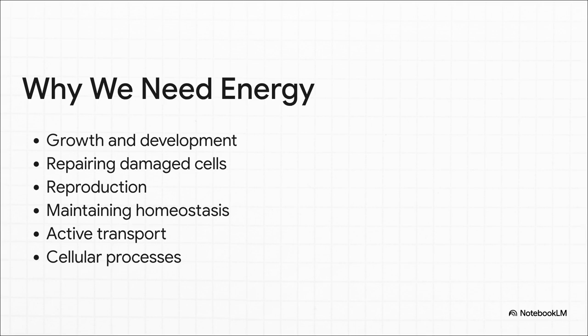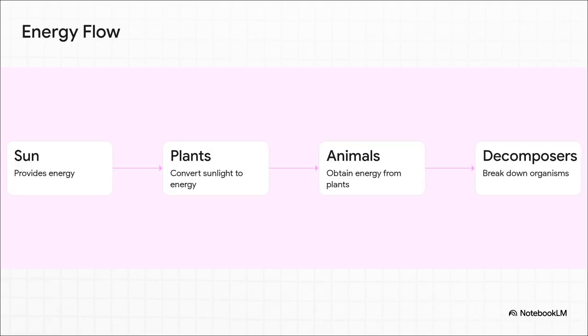If the energy stops, the cell stops. So, where does all this life-saving energy actually come from? Almost all life on Earth depends on energy from the sun. Energy follows this really clear, linear flow. It starts with the sun, then plants capture that sunlight and convert it into chemical energy. Animals and other organisms obtain this stored energy by eating plants or by eating other organisms that ate the plants. Finally, that energy flows to decomposers. It's a direct, linear flow connecting the sun to virtually every living thing.